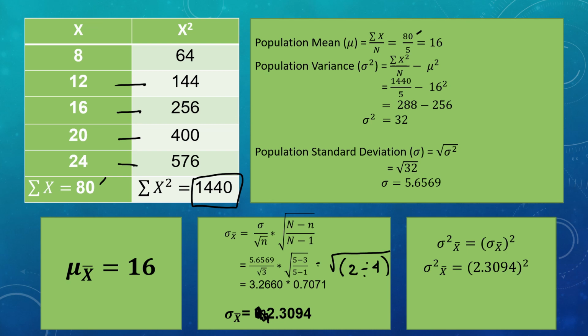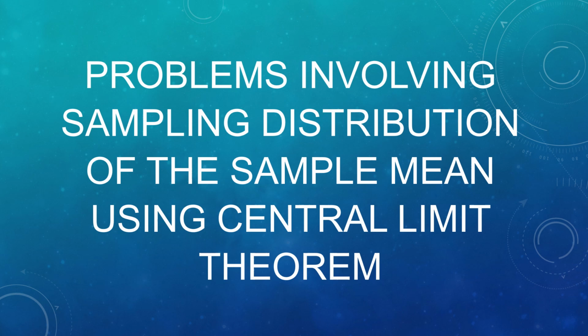2.3094 squared is simply 2.3094 times 2.3094. Therefore, our variance of the sampling distribution of the sample mean is 5.3333. Okay, so let's now proceed with the next topic, which is all about problems involving the sampling distribution of the sample mean using the central limit theorem.